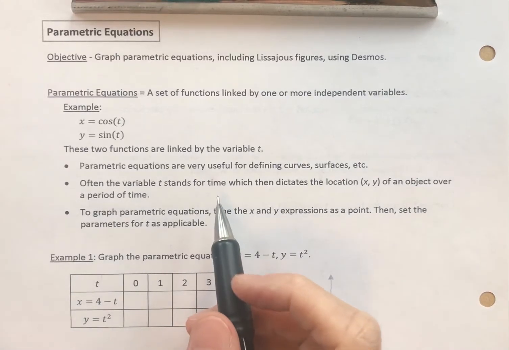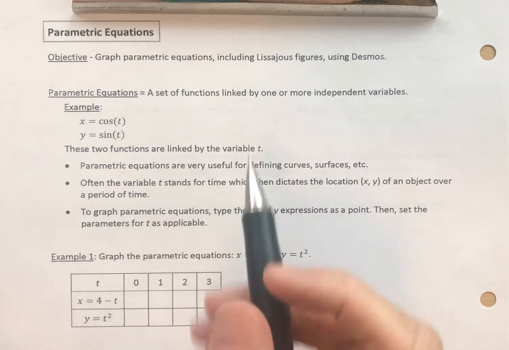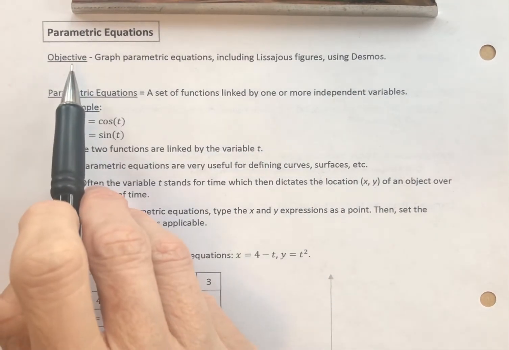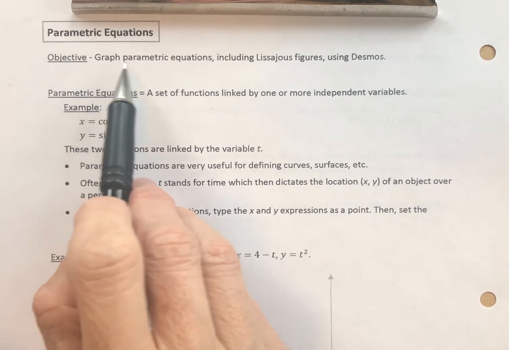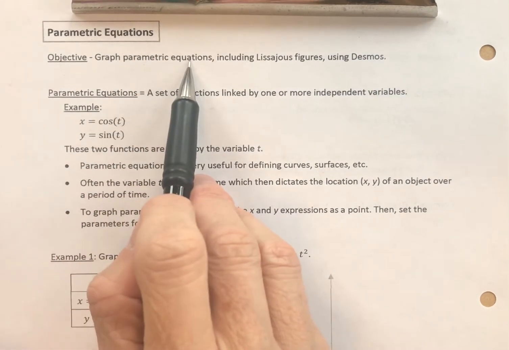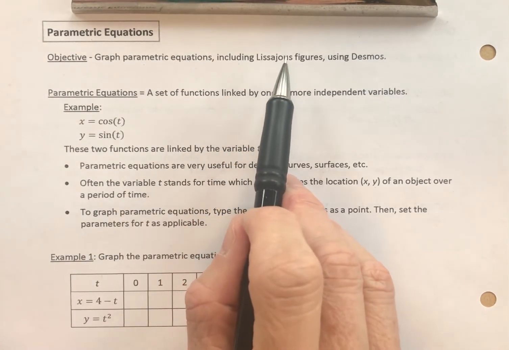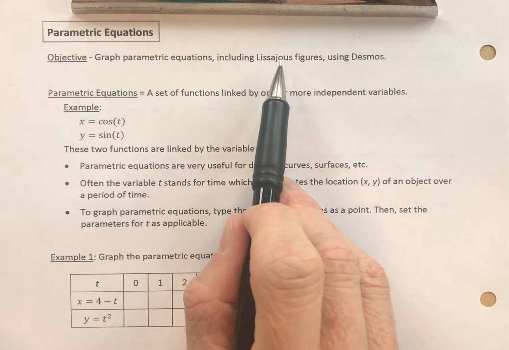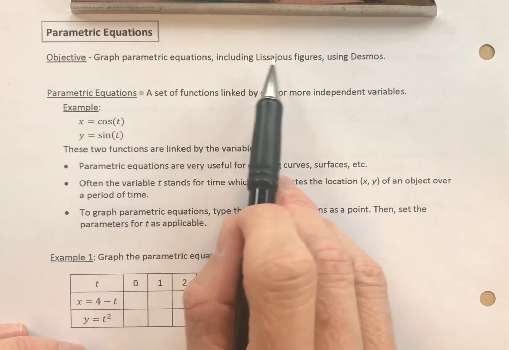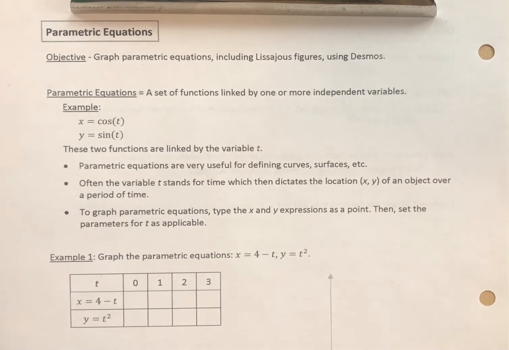Our final topic under the heading of trigonometric graphs is parametric equations. Our objective here, given parametric equations, is to graph them, including, I think it's pronounced Lissajous, but someone in France would probably want to correct me on that, including Lissajous figures, and we're going to do this using Desmos.